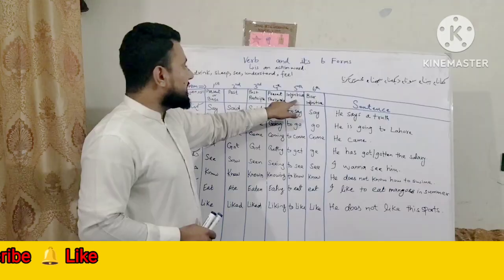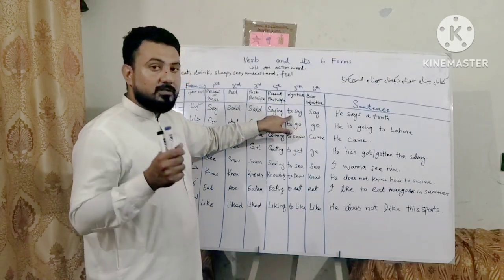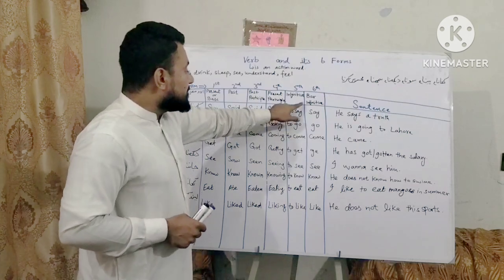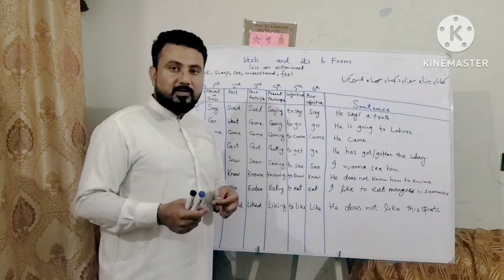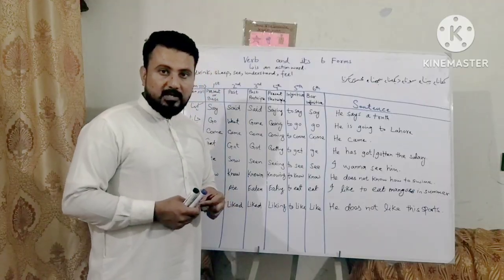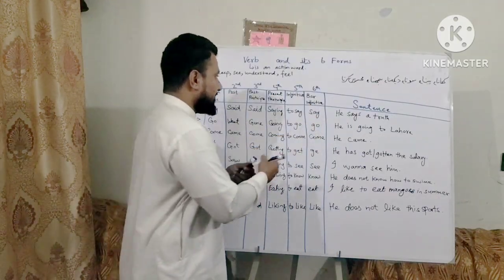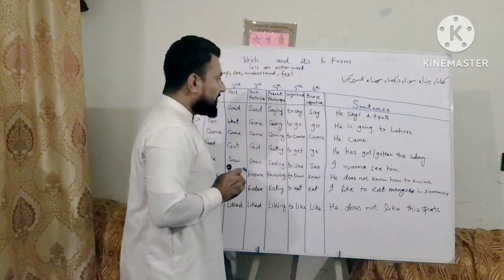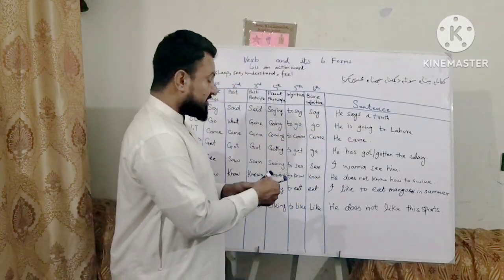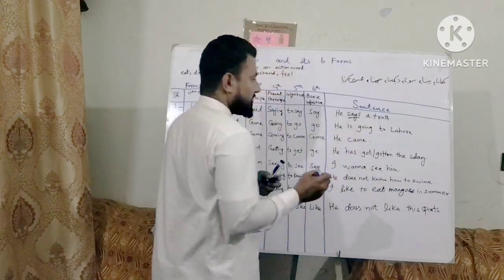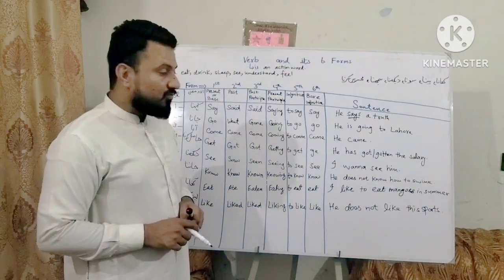Dear students, an infinitive is a verb that has the word to before it. Bare infinitive: when that to is omitted and is not necessary in the sentence, then it becomes a bare infinitive. When we analyze these sentences: "He says a truth." Says is describing an action, so that's why it is a verb.